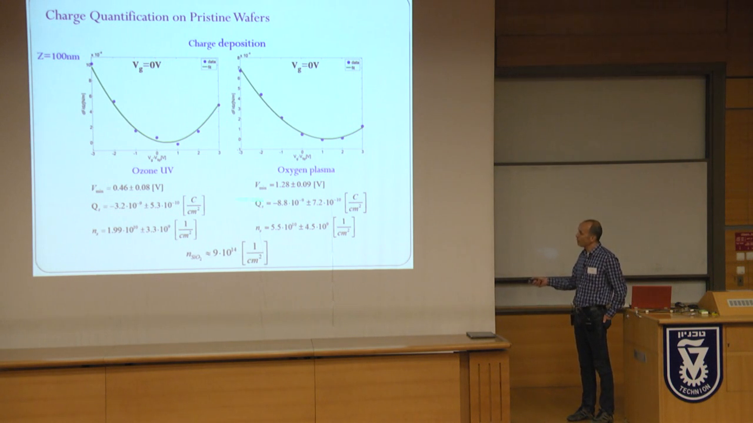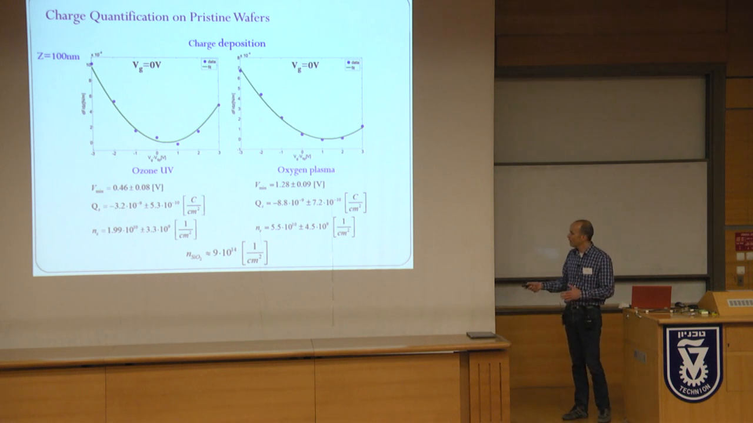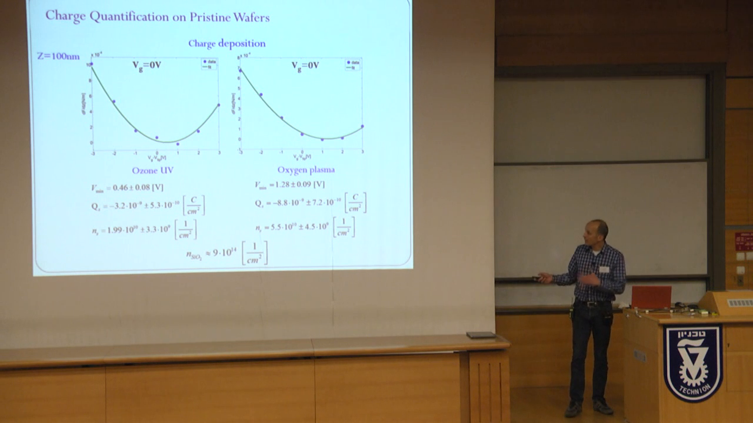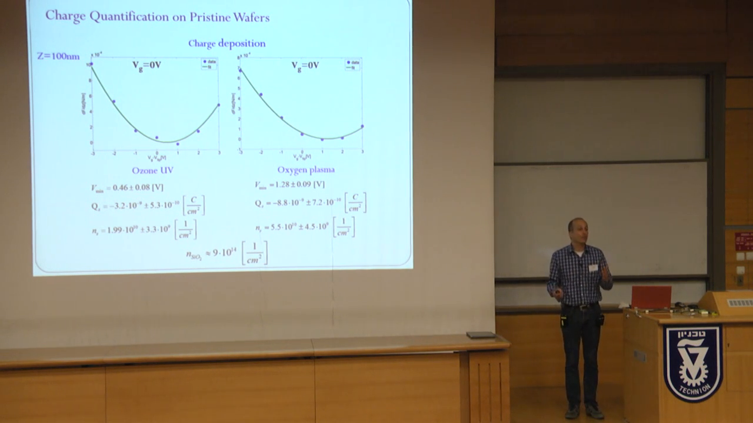And if you divide this charge by the charge of the electron, you get the density. So this is 1 times 10 to the 10 per centimeter squared, and here it's 5 times 10 to the 10 per centimeter squared. Compare it, for example, with the density of silicon dioxide atoms, which is typically of the order of 10 to the 15. So you understand that our sensitivity is almost 5 orders of magnitude. So it's a tiny charge.